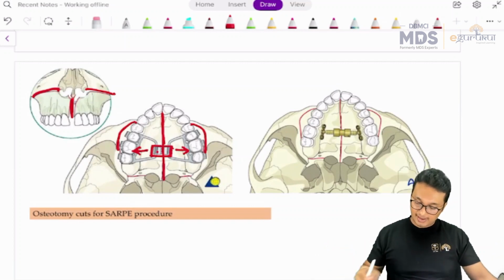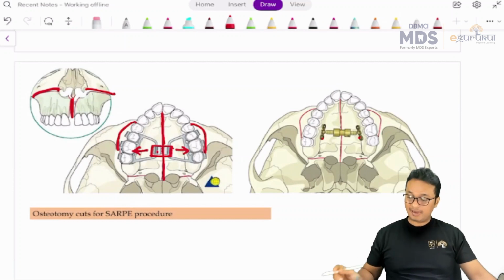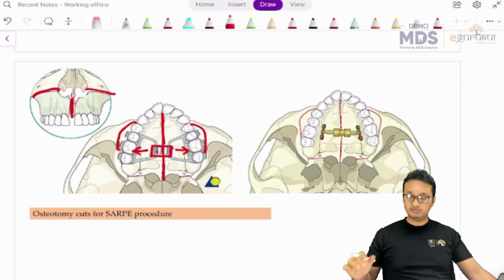Now we can use either a Hyrax screw or we can use palatal assisted maxillary expansion also using the same procedure. I'll be telling that also later on.